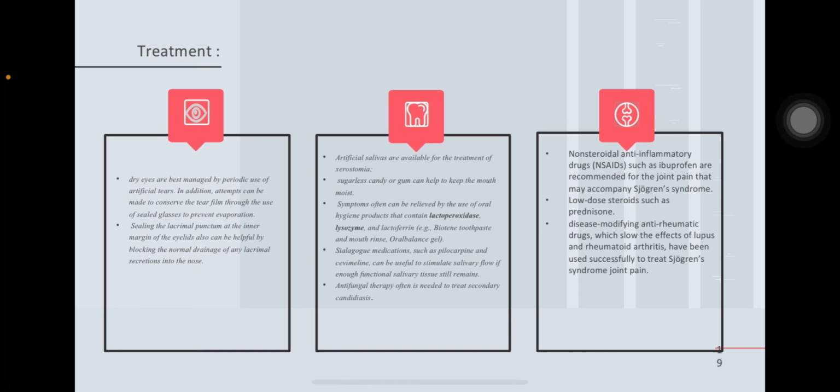Sialogogue medications such as pilocarpine can be helpful to stimulate salivary flow, and antifungal therapy is often needed to treat secondary candidiasis. Non-steroidal anti-inflammatory drugs such as ibuprofen are recommended for joint pain that may accompany Sjögren's syndrome. We can also use a low dose of a steroid like prednisone and disease-modifying antirheumatic drugs, which slow the effect of lupus and rheumatoid arthritis and have been successfully used to treat Sjögren's syndrome joint pain.